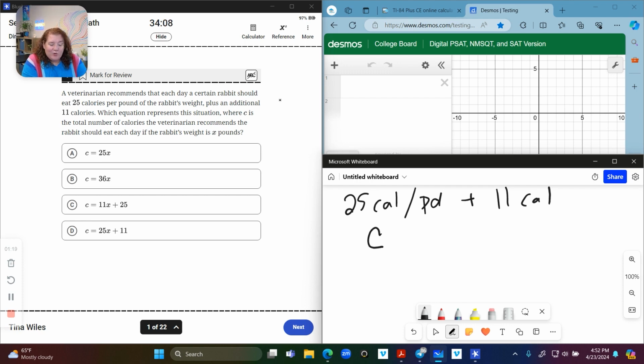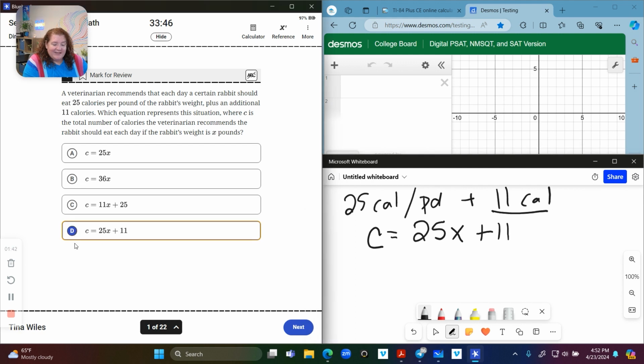So C is the total calories, and we know the rabbit weighs x pounds. Well, this was 25 calories per pound, so you're going to take the 25 calories and multiply it by the pounds. And then don't fall for the trap answer A, because we need to add in the 11 calories that were also recommended, and D is the correct answer.